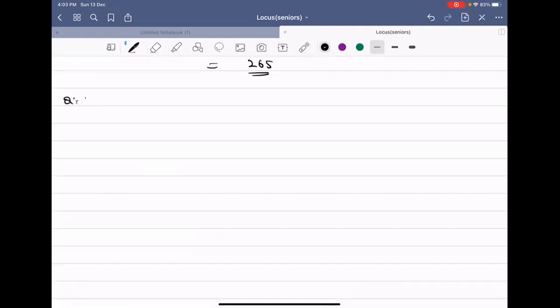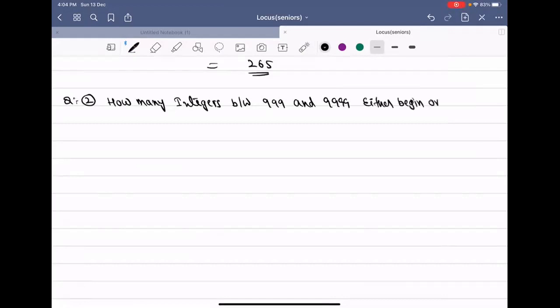Question number 2. You attempt this question. How many integers between 999 and 9999 either begin or end with 3? Either begin or end with 3.